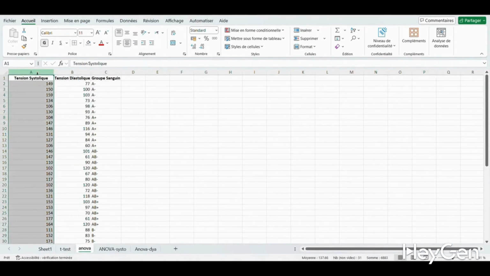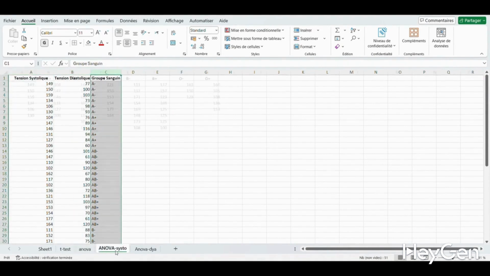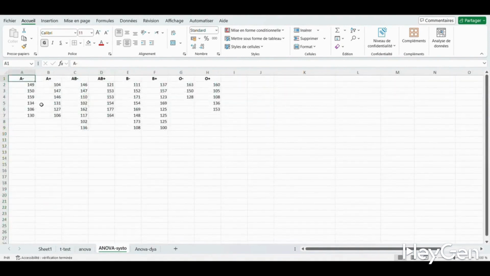Before performing the ANOVA, it's important to separate systolic and diastolic pressure. ANOVA cannot handle values in fractional form like 111/88. So, we need to create two separate columns, one for systolic pressure and another for diastolic pressure. We will now use Excel to perform the test.